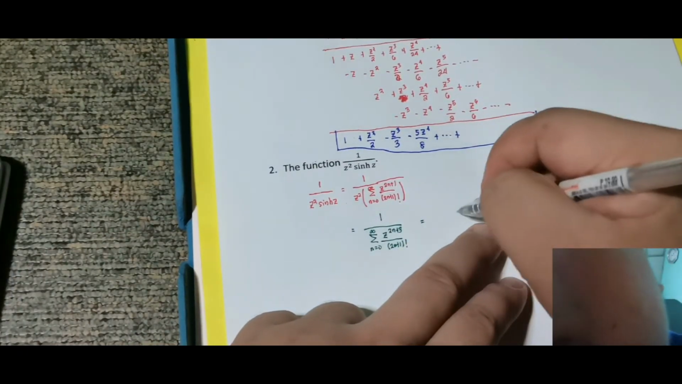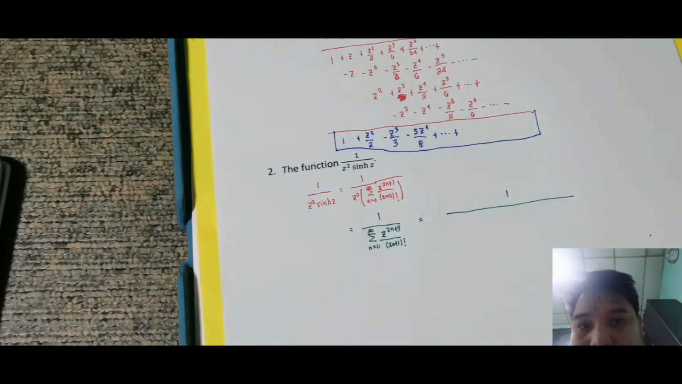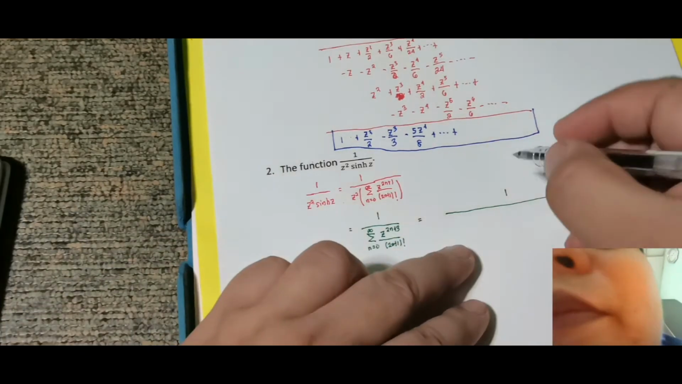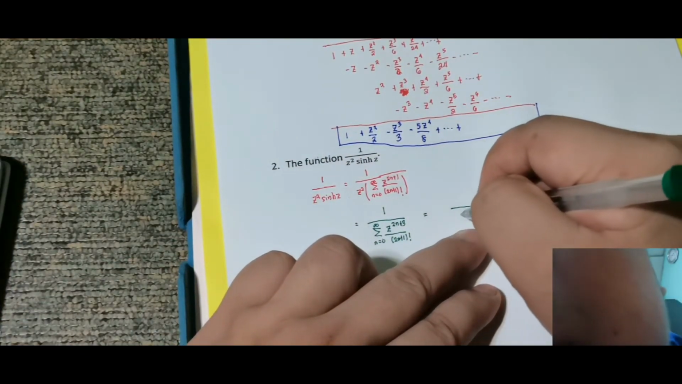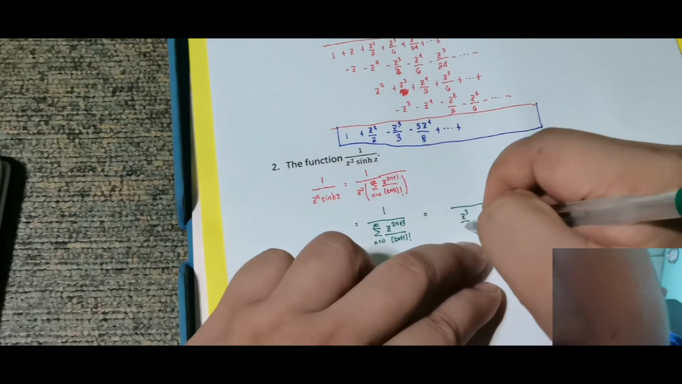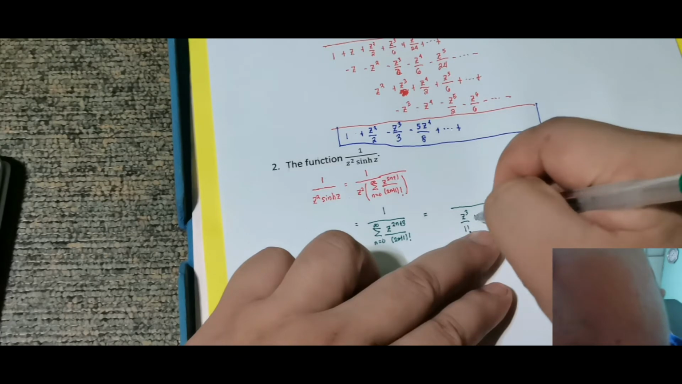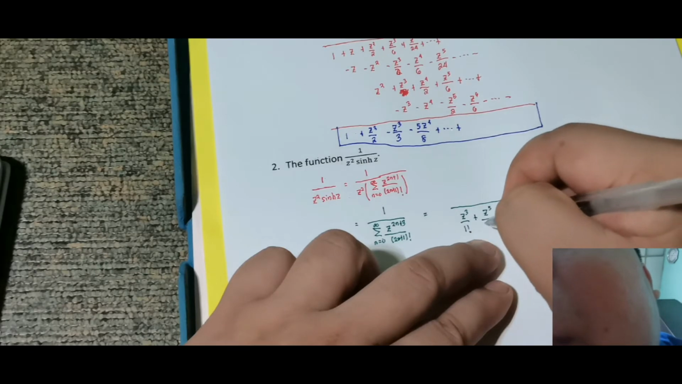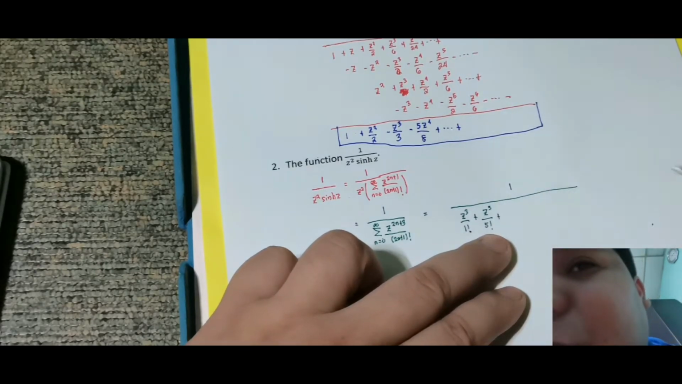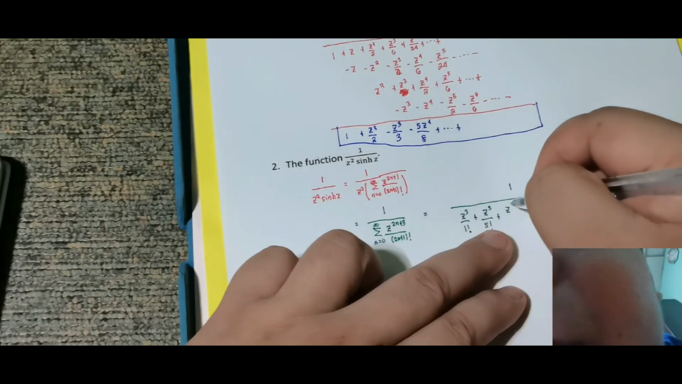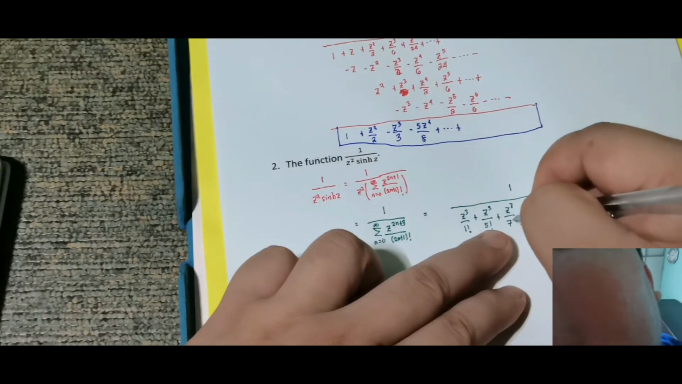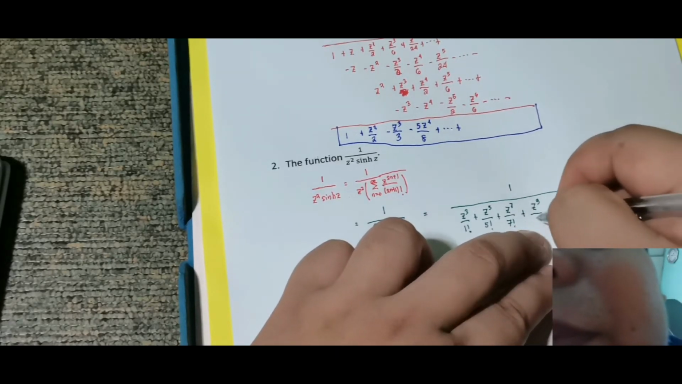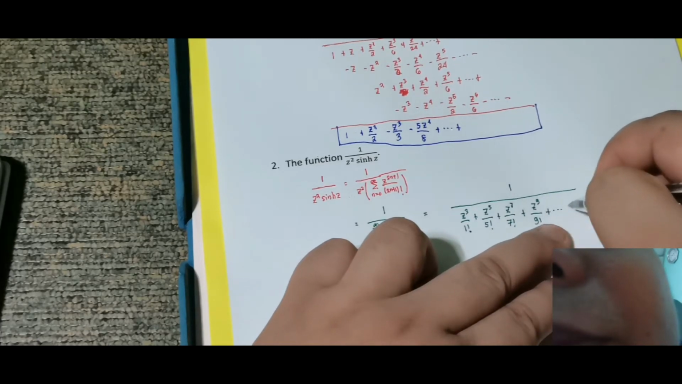This is just 1 over, so isa yan. So for n is equal to 0, that is z raised to 3 over 1 factorial. That is z raised to 3 over 1 factorial plus z raised to 5 over 5 factorial, plus z raised to 7 over 7 factorial, then lastly plus z raised to 9 over 9 factorial, then plus dot dot dot.